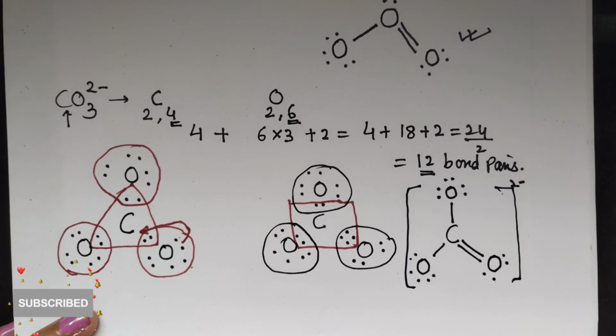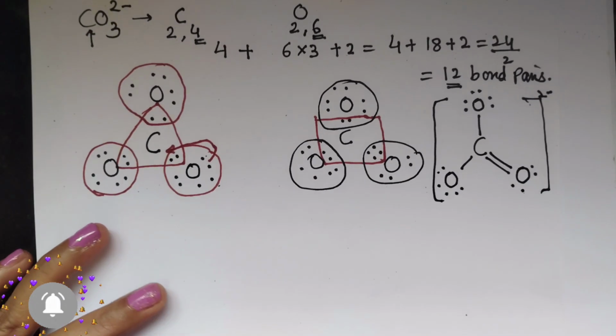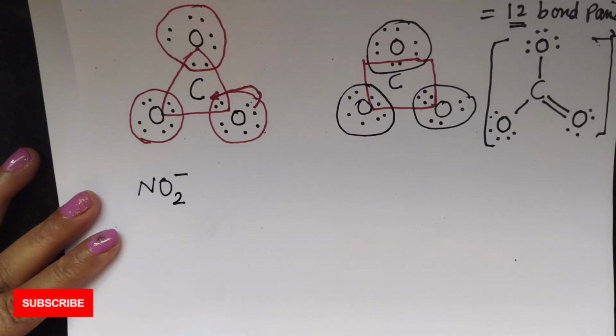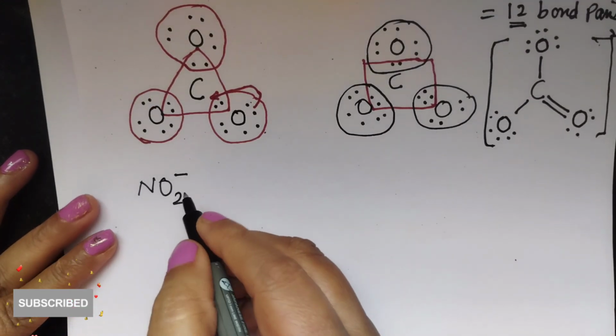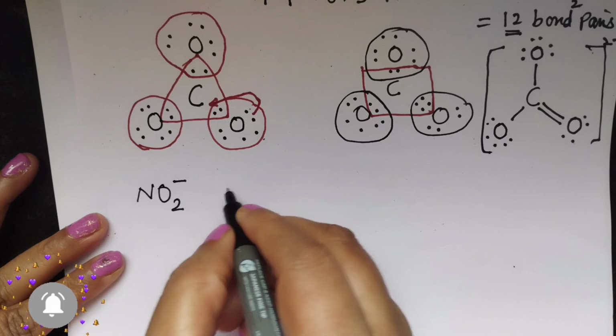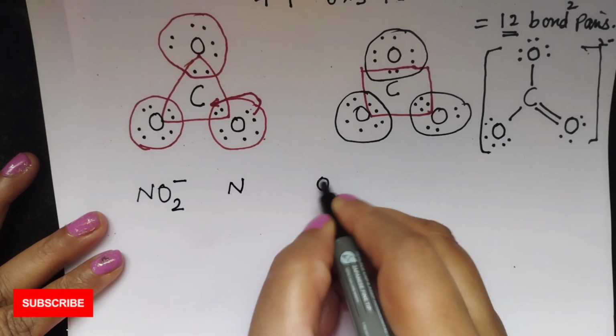Let's try the next one. You can draw that simultaneously with me for practice. The next molecule is NO2 minus. So let's start. Here the atoms are nitrogen and oxygen.